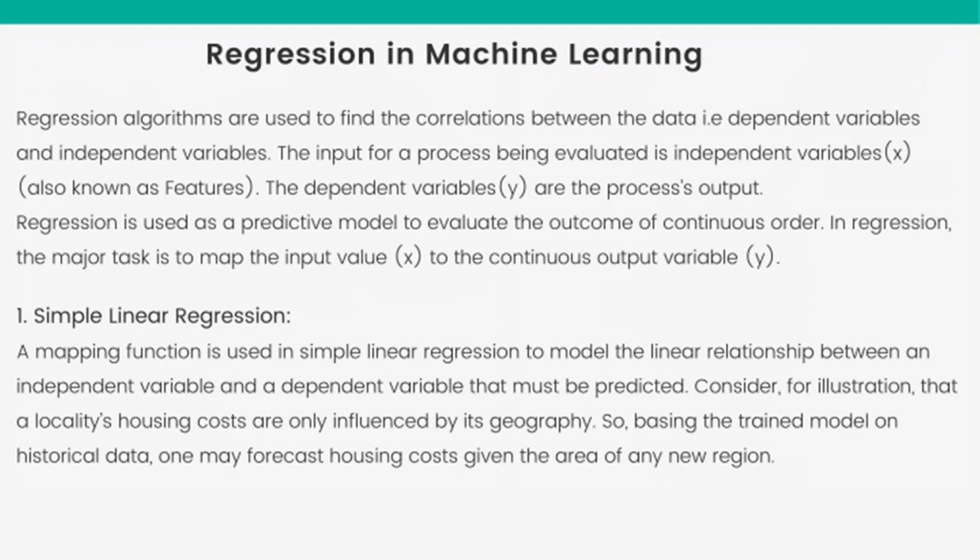1. Simple linear regression. A mapping function is used in simple linear regression to model the linear relationship between an independent variable and a dependent variable that must be predicted. Consider, for illustration, that a locality's housing costs are only influenced by its geography. So, basing the trained model on historical data, one may forecast housing costs given the area of any new region.